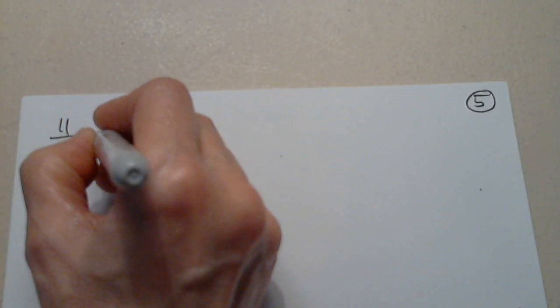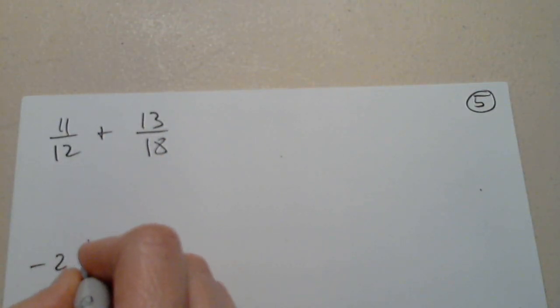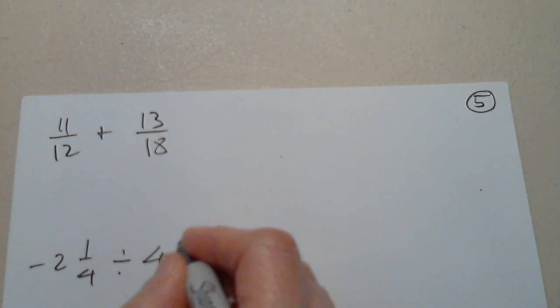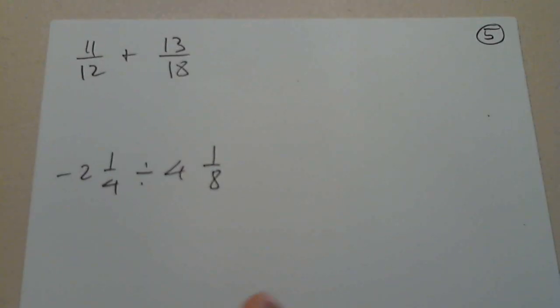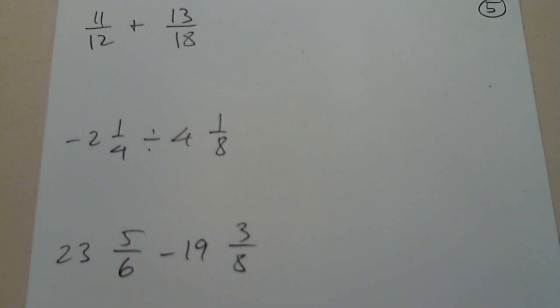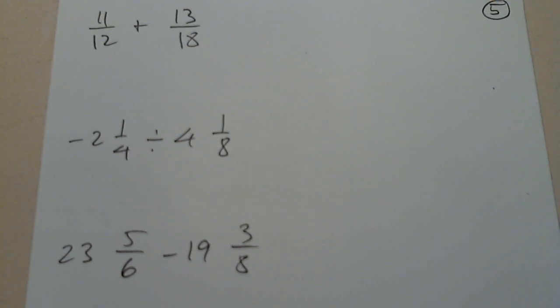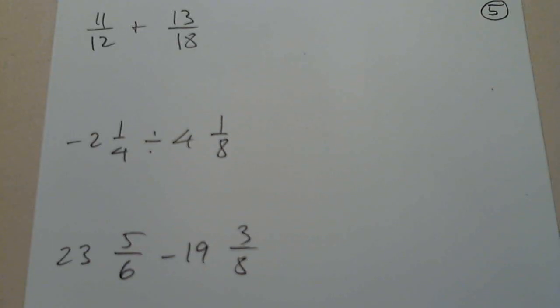11 over 12 plus 13 over 18. Negative 2 and 1/4 divided by 4 and 1/8. And then 23 and 5/6 minus 19 and 3/8. And then 56 over 55, 15 over 24, and negative 45 over 28. Okay, and then we have 4 more.